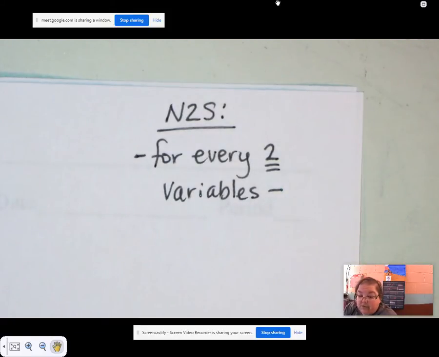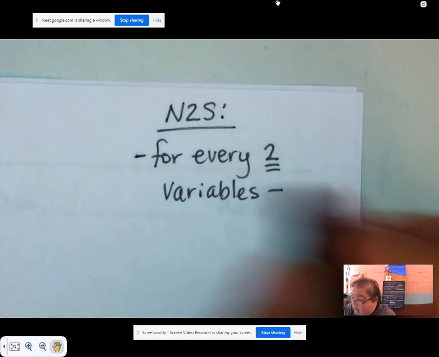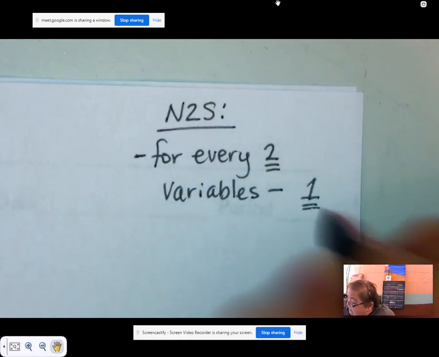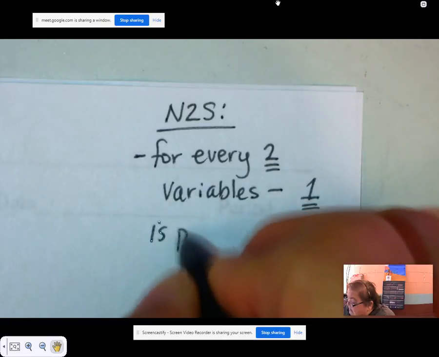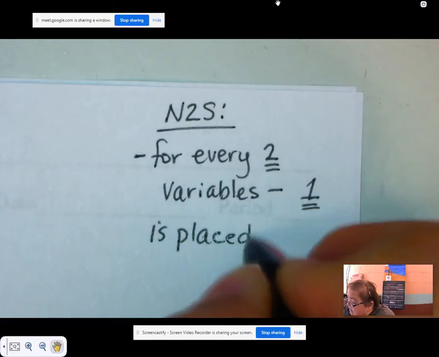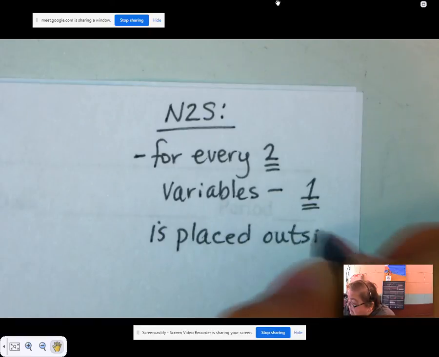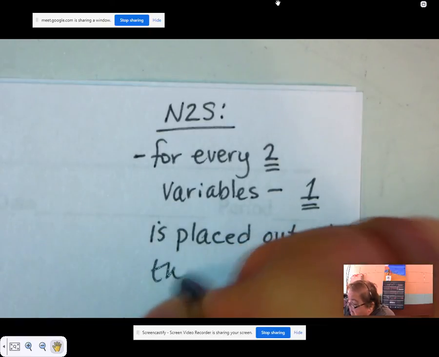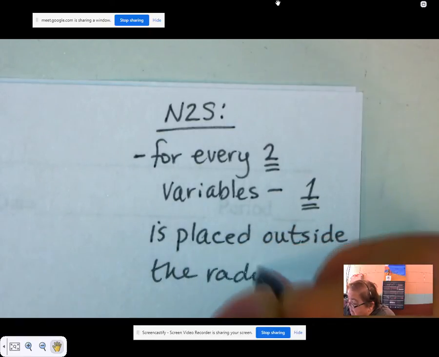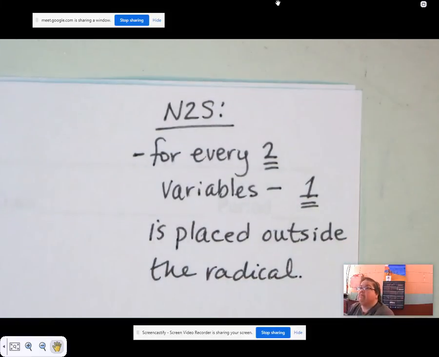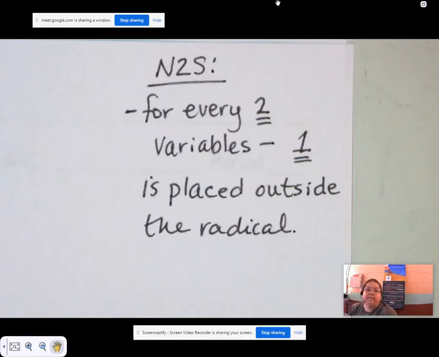So for every 2 variables, 1 is placed outside the radical. Okay? For every 2 variables, 1 is placed outside the radical. It is squared, so we're talking 2, so I need 2 to pull 1 out.